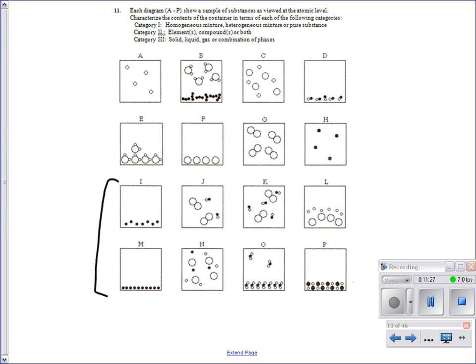So let's just go ahead and start with I, and I want you all to holler out. I'll ask the question and you holler out. Pure substance or mixture? Pure. Element, compound, or both? Element. Solid, liquid, or gas? Liquid. Now, you can use your own system for writing things on there. All right, next one, J. Pure substance or mixture? Mixture. What type of mixture? Homogeneous or heterogeneous? I don't see a distinct phase there. I'm going to go with homo.